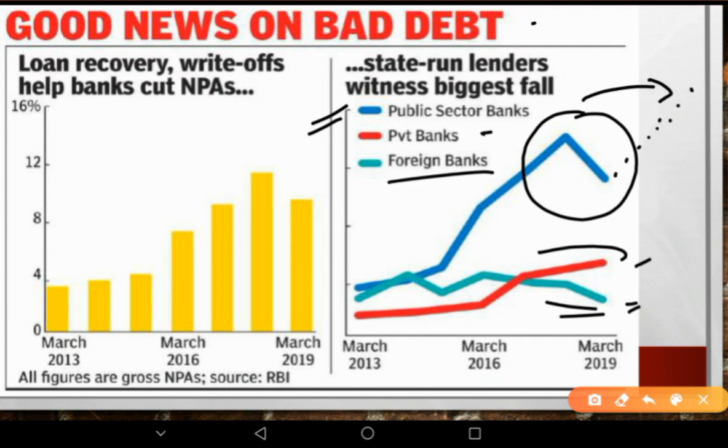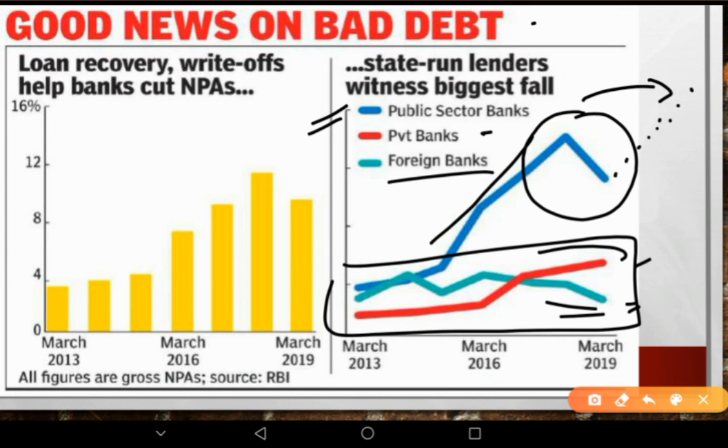You can personally visit for a loan in a PSB, a private bank and a foreign bank. You will easily understand how they disburse the loan. So that's the reason why the PSBs are performing like this and why these banks are performing like this. Basically, they don't listen to anyone on call. They give the loan on facts and figures and data, but it's not the case with public sector banks.